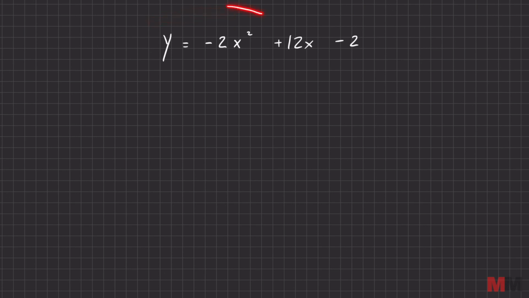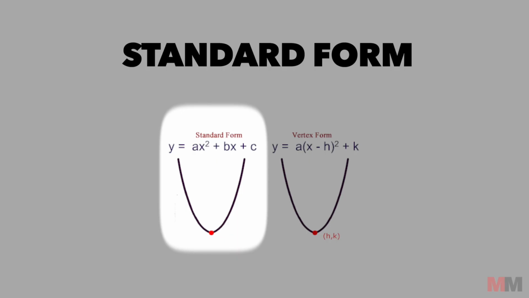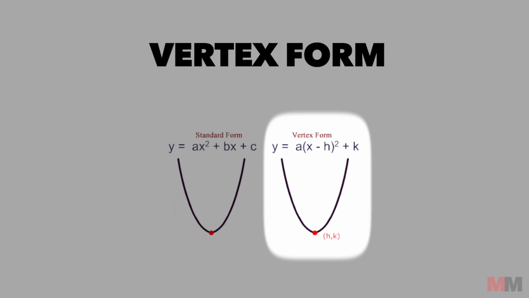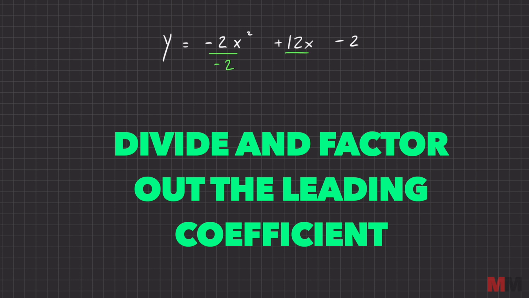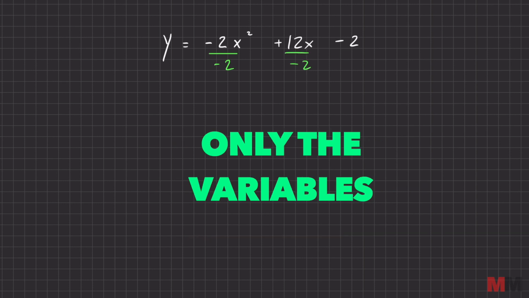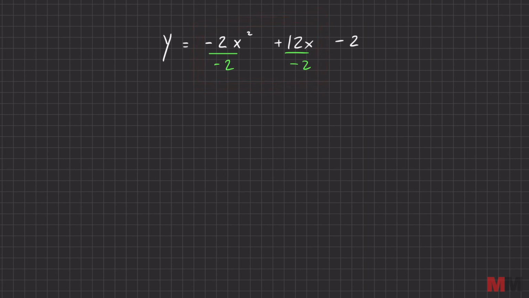Today we're going to take two quadratic equations that are written in standard form and convert them into vertex form. When you are doing this, the very first place you want to look at is the leading coefficient right here, that -2. To take care of that, all we have to do is divide by the same number, -2, but only the x terms. That's the first step of completing the square. Don't do it to this one.